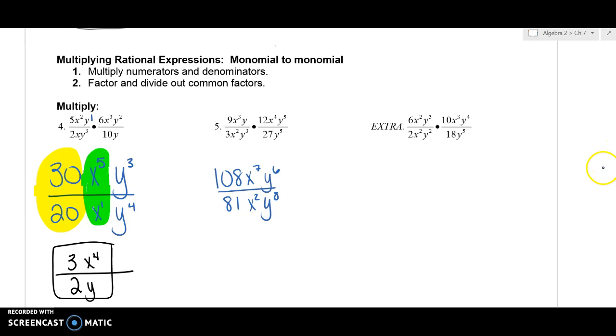If you simplify 108 over 81 in your calculator, you end up with 4/3. X squared on the bottom is going to cancel out 2 of the x's from the top, leaving you with x to the fifth left on the top. Y to the sixth on the top is going to cancel out 6 of the 8 y's on the bottom, leaving you with y squared left in the bottom.